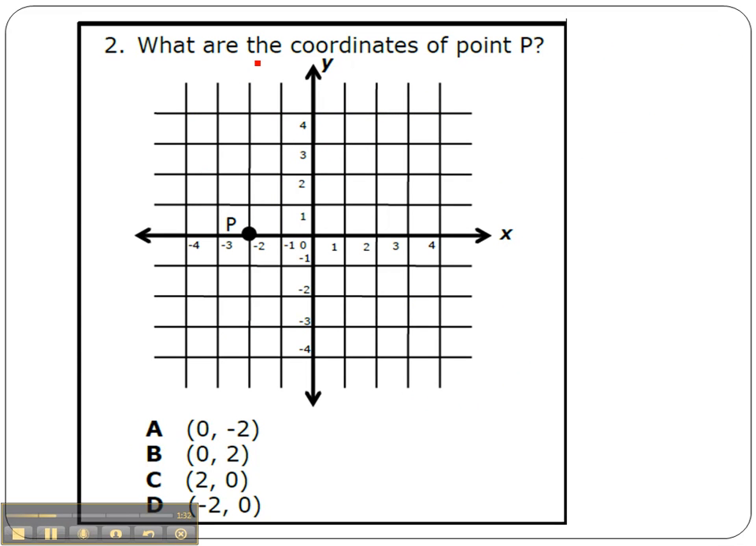Number 2 asks, what are the coordinates of point P? P is on the x-axis. If we start at the origin, we need to move 2 to the left in the x, and that's -2 if we're moving to the left. So x is -2. Since we're on the axis, we're not moving up or down at all, so y is 0. So the coordinates of point P are (-2, 0). Answer choice D.